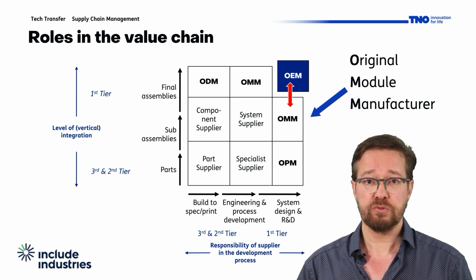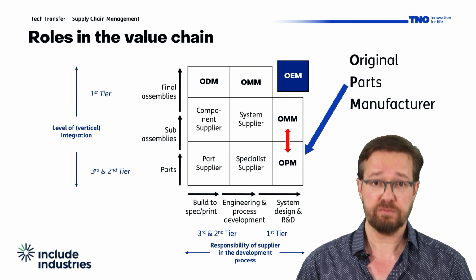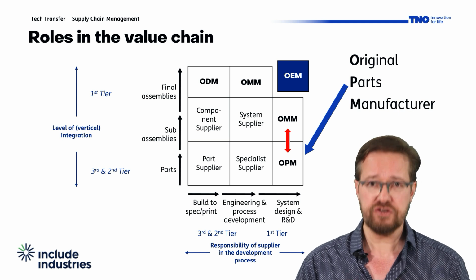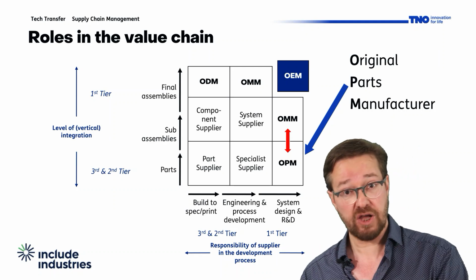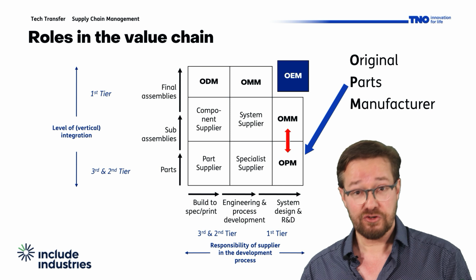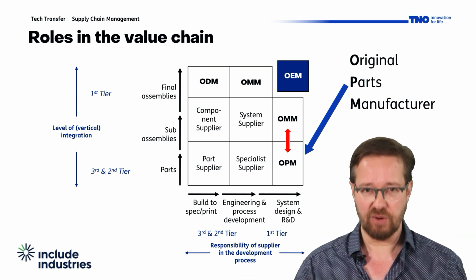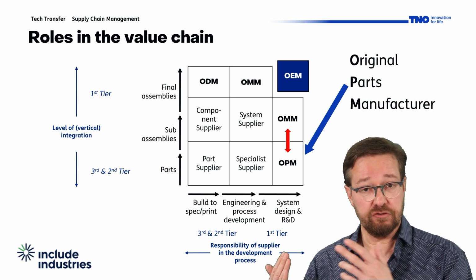Those OMM suppliers also have suppliers, which are called the OPM, or original parts manufacturers, component or specialist suppliers. These suppliers are called your second tier suppliers, the suppliers of your suppliers, which makes the third tier suppliers the suppliers of your suppliers of your suppliers. This all makes up your entire supply chain. Equipment consists of modules, modules consist of parts.